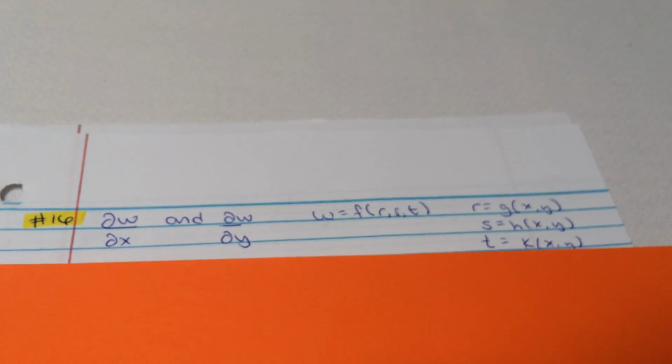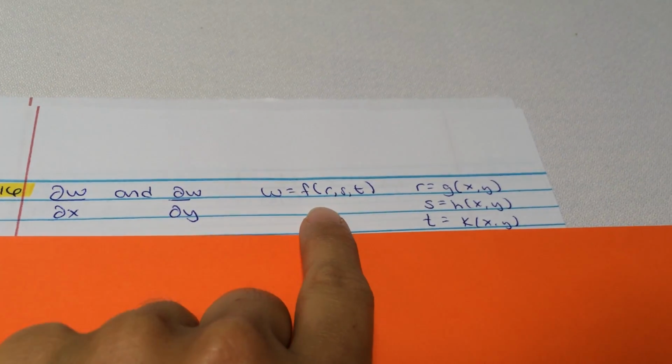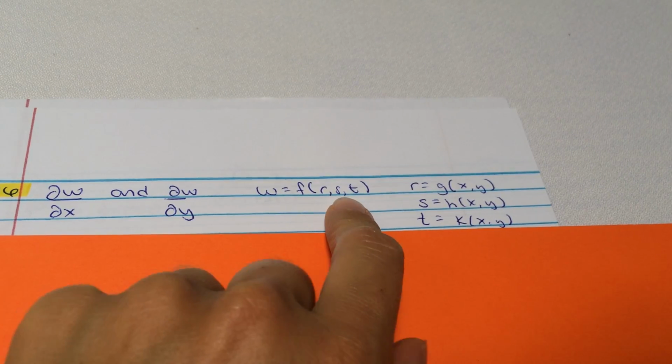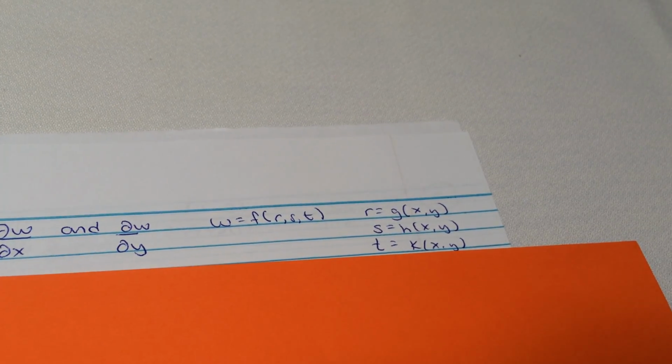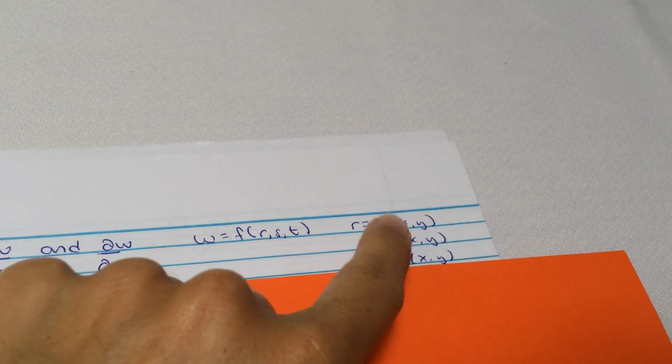Okay, this is 16. Here, notice you have R, S, and T for your W, and then each of the R, S, and T's are 2 variables. So it's like they swapped them here. Usually it's the X and Y and Z here, and the R and S here.